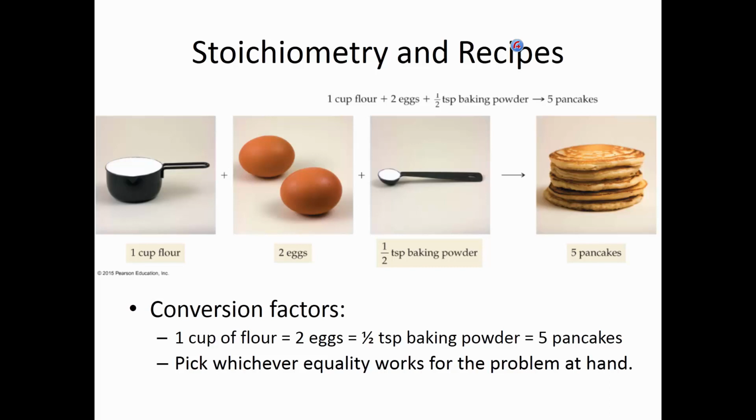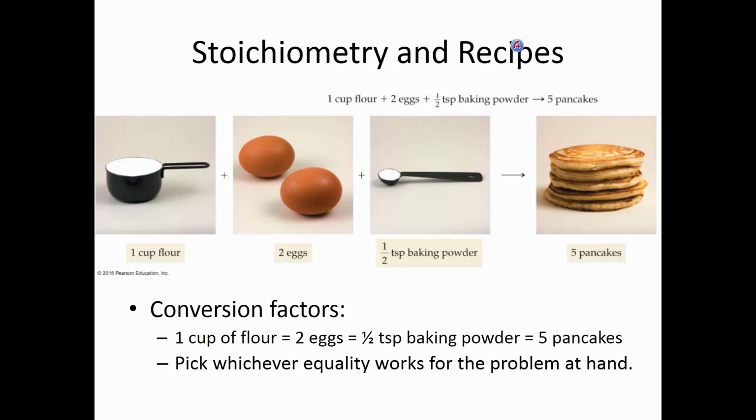I want to start with an example based off of a recipe, because the same ideas we use in stoichiometry are the ideas you would use in using a recipe to make food. So let's say this is a recipe for pancakes. If you have 1 cup of flour, 2 eggs, and a ½ teaspoon of baking powder, you could make 5 pancakes. Now your pancakes might be more exciting than this. We're just going to assume something pretty basic for now so that we can keep the math easy.